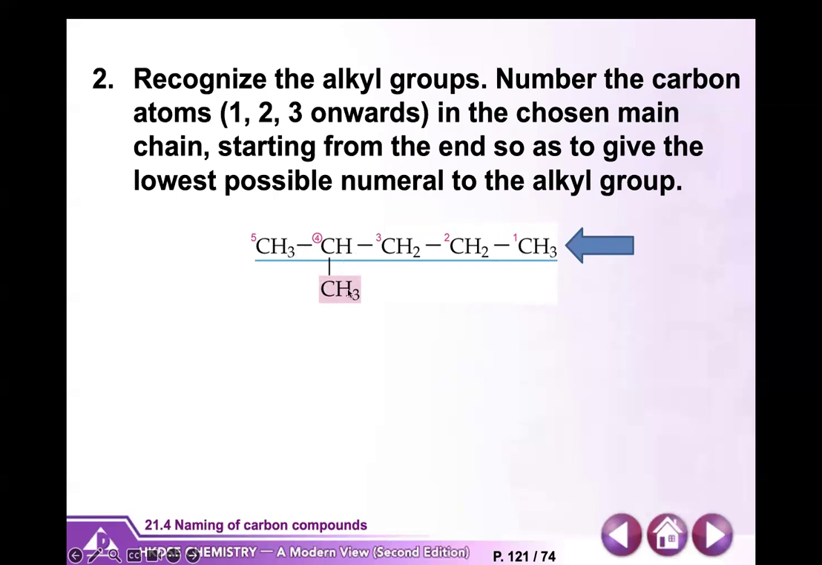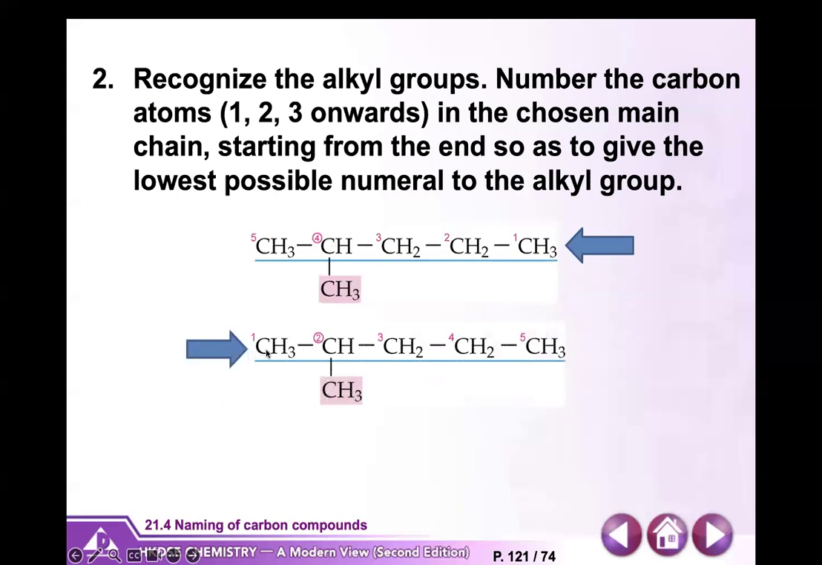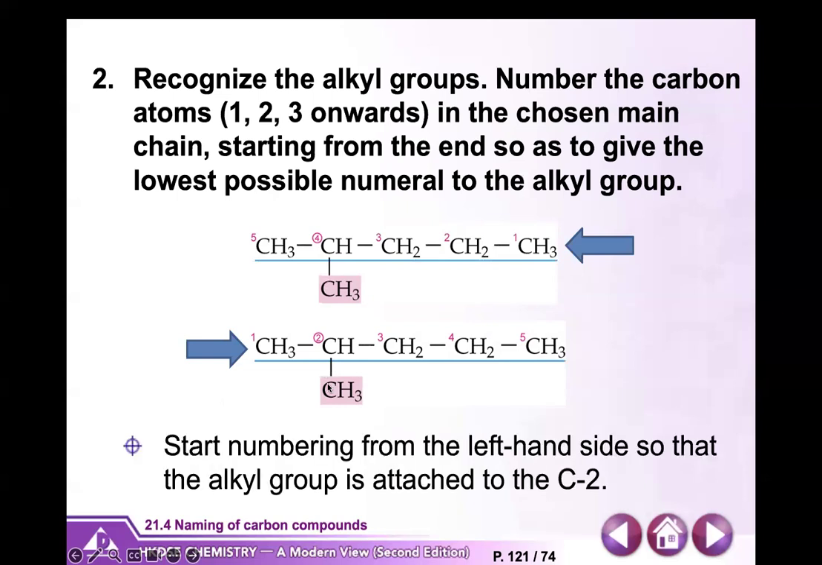Then the methyl group, the substituent, will be labeled as 4. But on the other side, we can label it starting with 1, 2, 3, 4, 5 from left to right. Then the methyl group will be on the second carbon. So we need to start from the left-hand side so that the alkyl group is attached to carbon 2, because this one has a lower number.